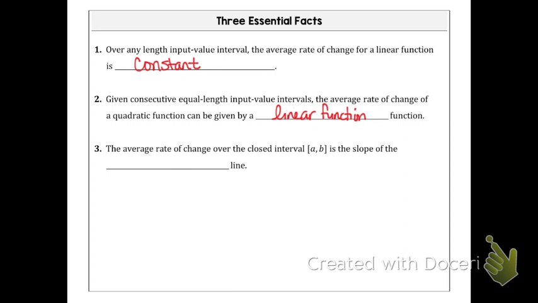All right. Then the average rate of change over the closed interval from A to B is the slope of the secant line. So it's going to be the slope of the line that connects the 2 points that we're looking at.